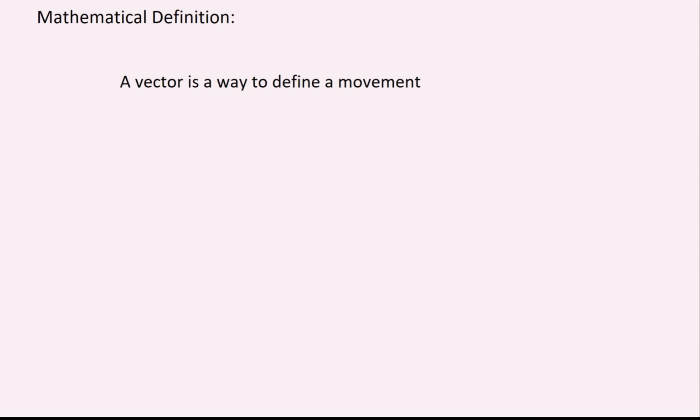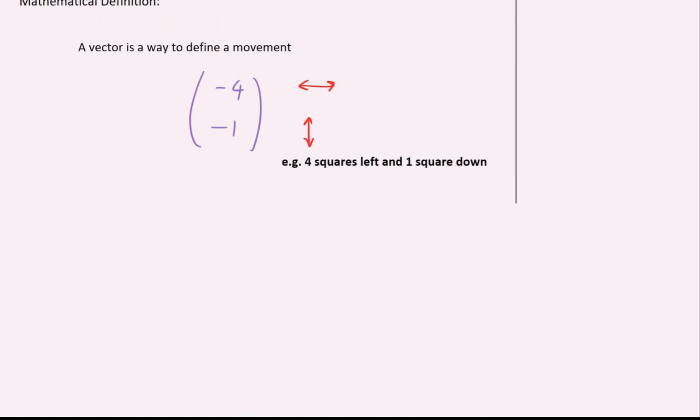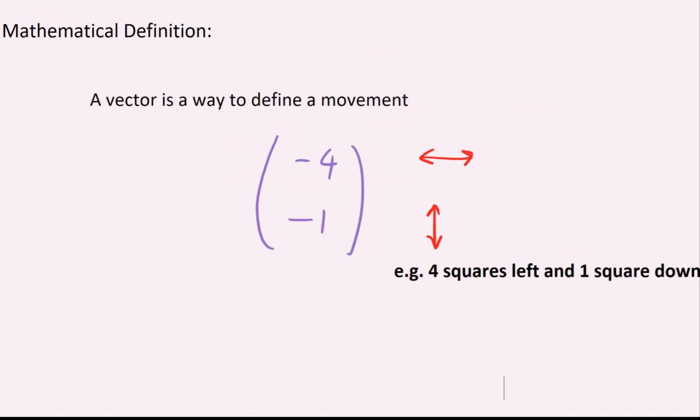Hi, in this video we're going to take the first look at vectors in terms of what you need to know for GCSEs. So a vector is basically any way to define a movement. So here's a typical vector, and the top number tells you how far to go left or right, and if it's minus it's to the right, and the bottom number tells you how far to go up or down, and again if it's minus you go down. So this vector means go 4 squares left and then go 1 square down.